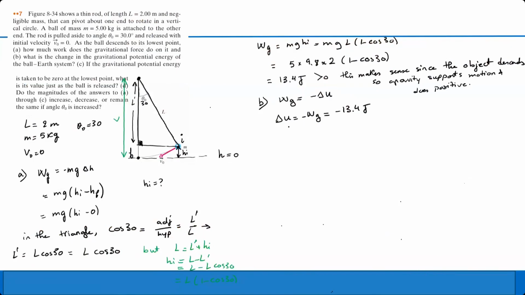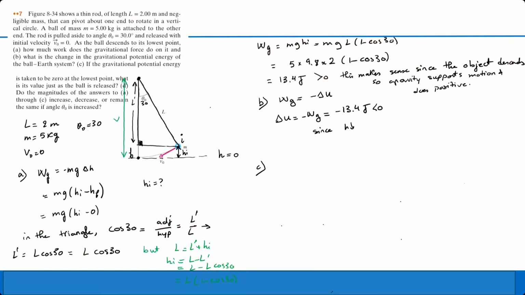And on the other hand, the change in potential energy is negative since h decreased and the potential energy depends on the height. Less height, less potential energy. So yeah, the potential energy has decreased. So always check that your values make sense.